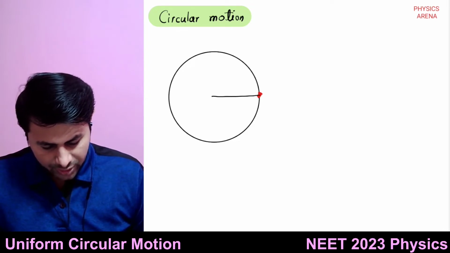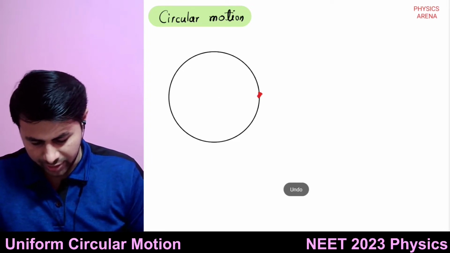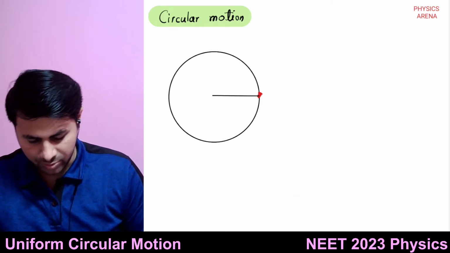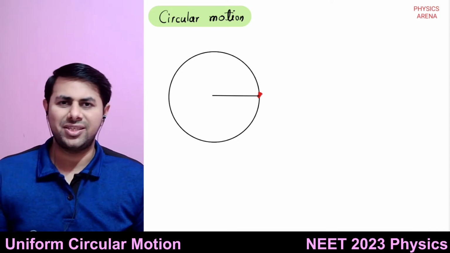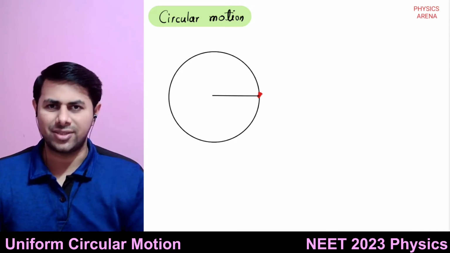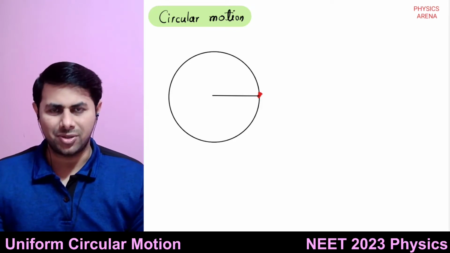So let's suppose this is our object. It starts from this point. It can be anything. What are some examples of circular motion? So the simplest example is you take a stone, you tie it with a string and you whirl it like this. Okay, that is an example of circular motion.